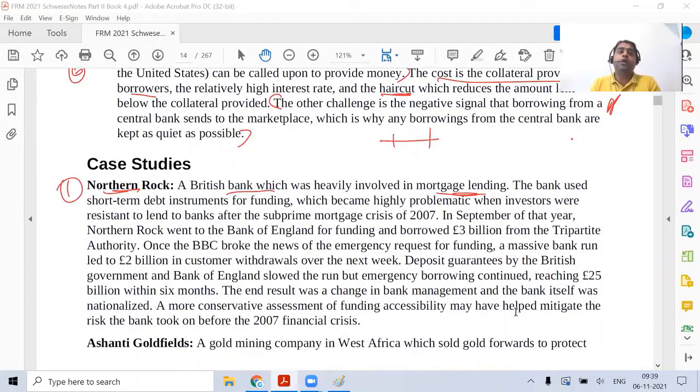Where you are issuing short-term debt, that means you're issuing short-term commercial paper, for example, for 2 year, 3 year, you're raising money and you're investing into mortgage-backed products. Okay, and this was the major strategy that Northern Rock was using. This was a UK bank. When investors realized that this strategy is not working because the structured product market is going down because of the subprime crisis, they were not willing to lend more money in terms of short-term deposits to the Northern Rock Bank.